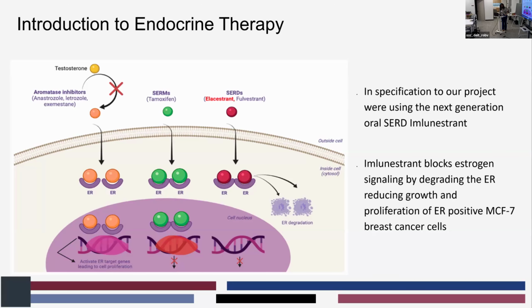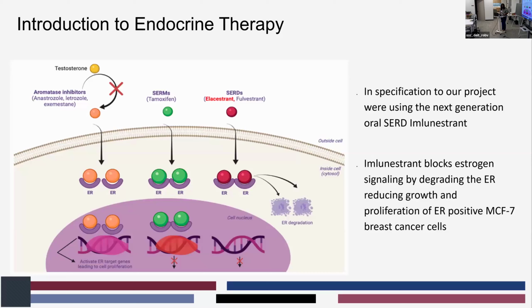SERMs, which are in the middle, bind directly to the estrogen receptor. They occupy the receptor where estrogen would normally bind. The receptor is still present, but it cannot properly activate gene transcription. So the estrogen receptor remains inside the cell and reaches the nucleus, but DNA activation is blocked without destroying the receptor.